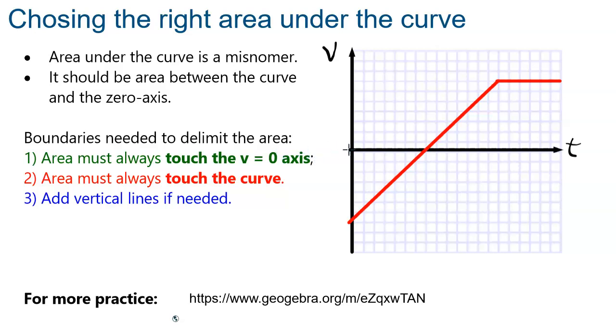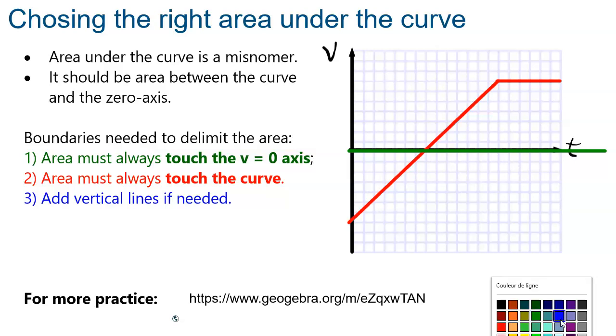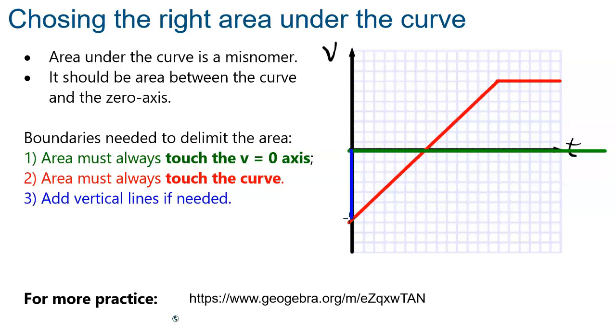So this means that you always want to have one line that is on top of the v equals 0. Then the area must always touch the curve, so that's the line in red in here. And finally, if you need to, in order to close the area, you can always have vertical lines. So in here I should have one vertical line going in here and a second vertical line in here. And these are the limits of my area. Afterwards you can just shade in the area that you care about and it should look something like this.